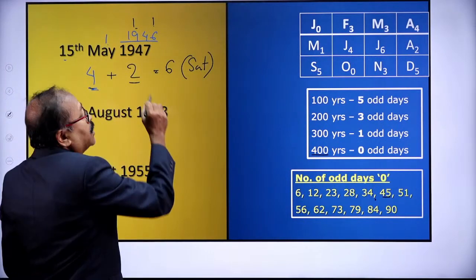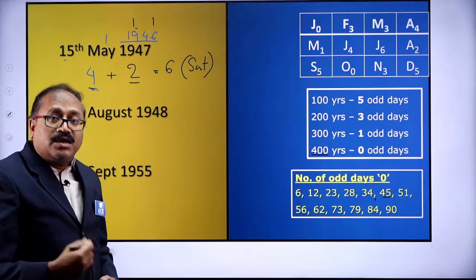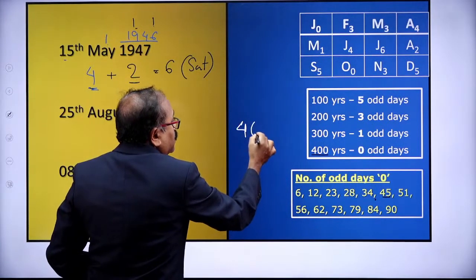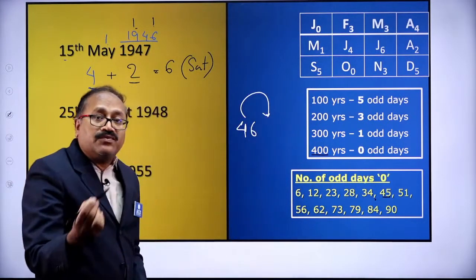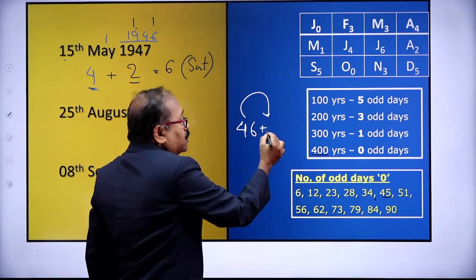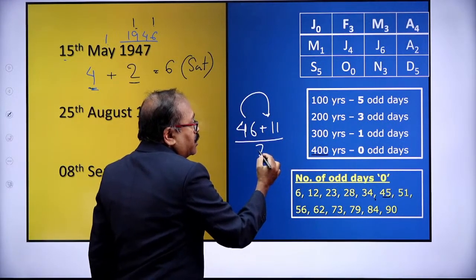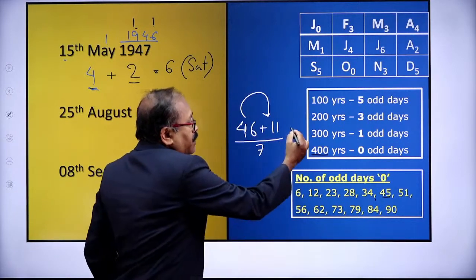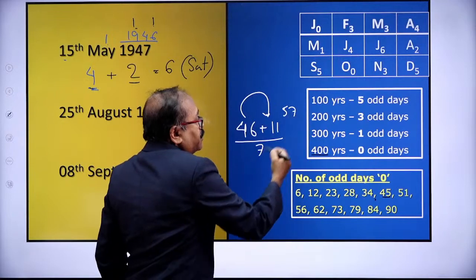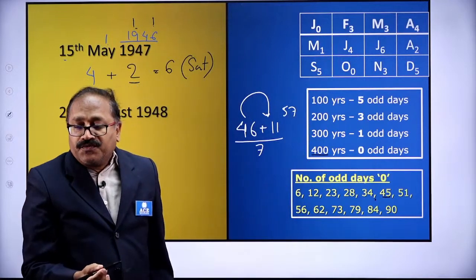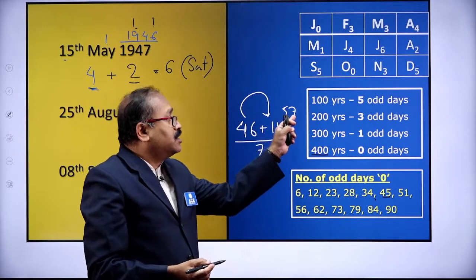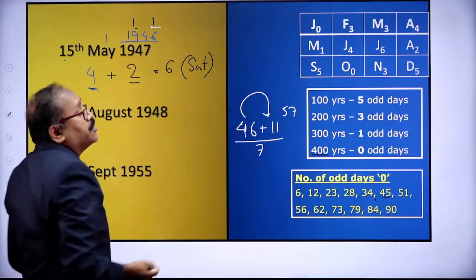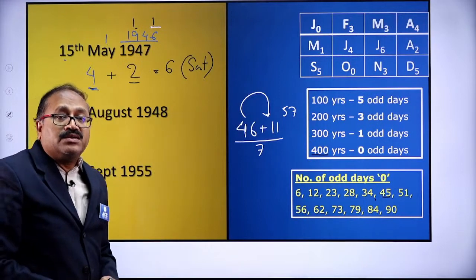Suppose you don't remember that 45 years is 0 odd day, then what do you do? In that case, you will add 46 years plus the number of leap years in 46, which is the number of 4s. 11 number of 4s are there, divided by 7. How much are you getting here? 57. This value is 57 divided by 7, and 7 8s are 56. So 56, remainder is 1. So 1 odd day. Did you notice that here 1 odd day? So that way you can answer the question.